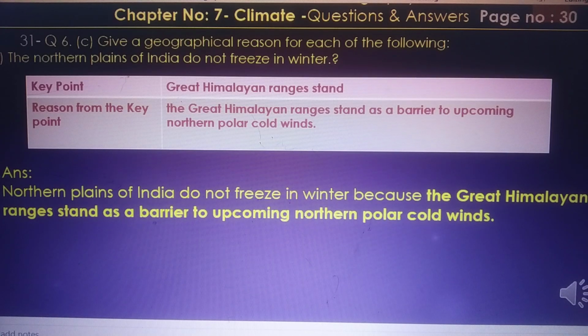Question number 31. The North Plain of India does not freeze in winter. Why? The key point: the Great Himalayan Range stands as a barrier to the upcoming North Polar cold winds.